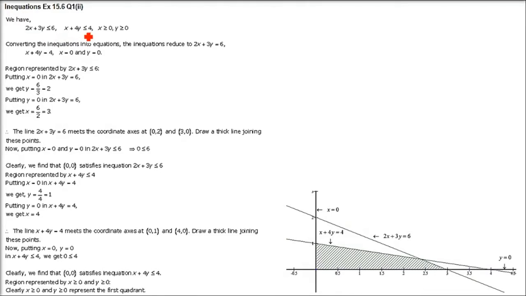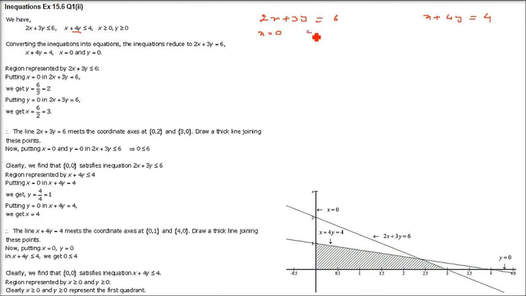Now, 2x plus 3y is less than or equal to 6, x plus 4y is less than or equal to 4. And again, first quadrant, x is greater than or equal to 0, y is greater than or equal to 0. So 2x plus 3y, make it equal to 6. And x plus 4y, make it equal to 4. We are changing less than or equal to into equality.